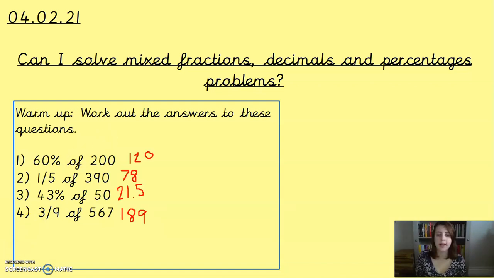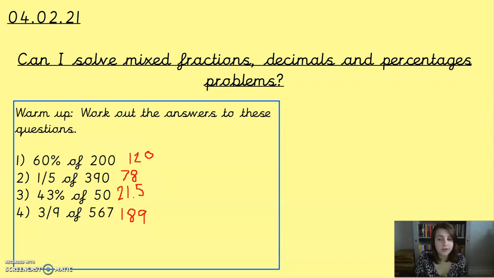Okay, let's really quickly go through the answers then, and let's get going. So 60% of 200, so you could have worked out 50%, which is 100, 10%, which is 20, add them together gets you 120. So that should have been a really quick, easy one for you to work out. 1/5 of 390, so when we're finding a fraction of amount, we divide the whole number by the denominator and times it by the numerator. So 390 divided by 5 gives us 78. Times that by 1, we still get 78.